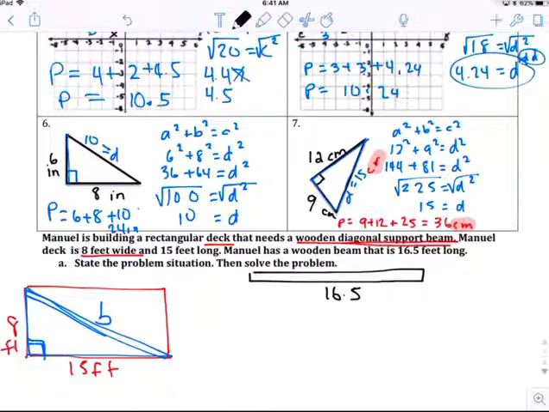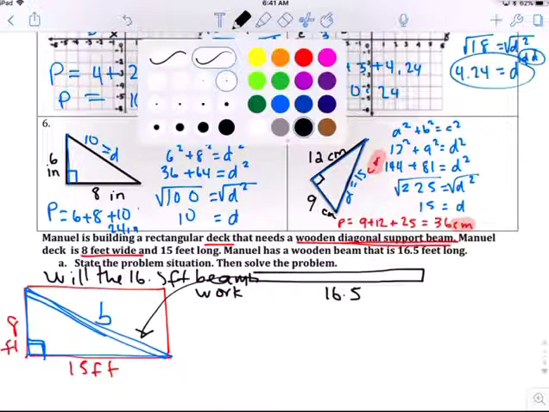So what's the problem situation? Okay, so the problem situation is to see if this beam will work in here, right? Will the beam work? Will this 16.5 feet beam work? All right, let's find out.